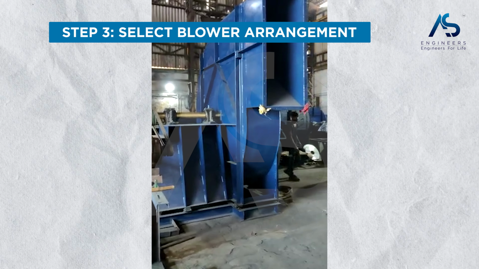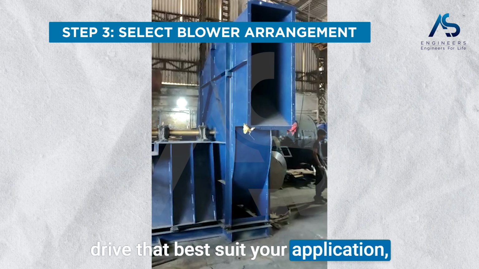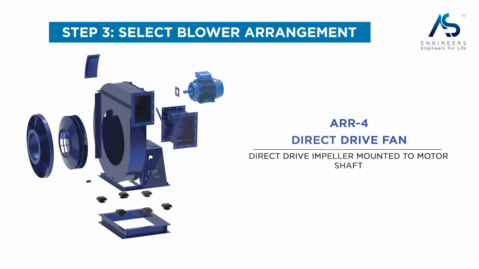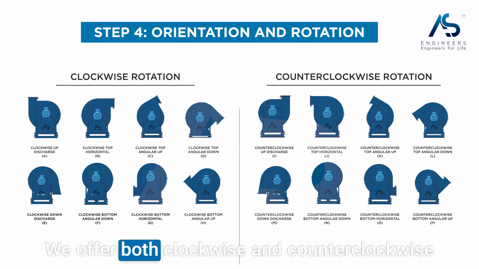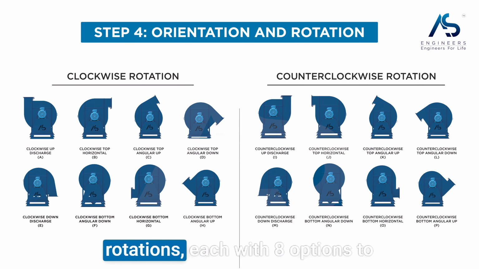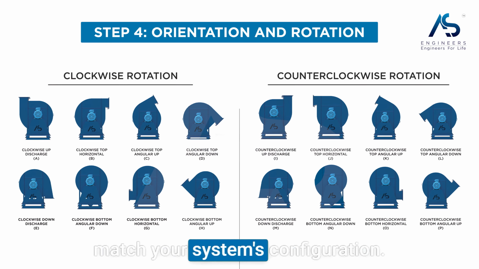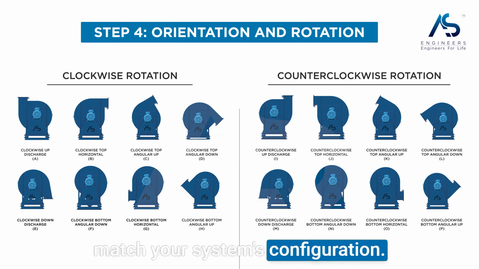Select the blower arrangement type and drive that best suit your application, such as direct, belt-driven, or coupled. Options like Arrangement 1, 4, 8 ensure the blower integrates seamlessly with your existing setup. Orientation and rotation are essential for proper blower installation. We offer both clockwise and counterclockwise rotations, each with 8 options to match your system's configuration. Selecting the correct orientation ensures smooth integration and optimal performance.